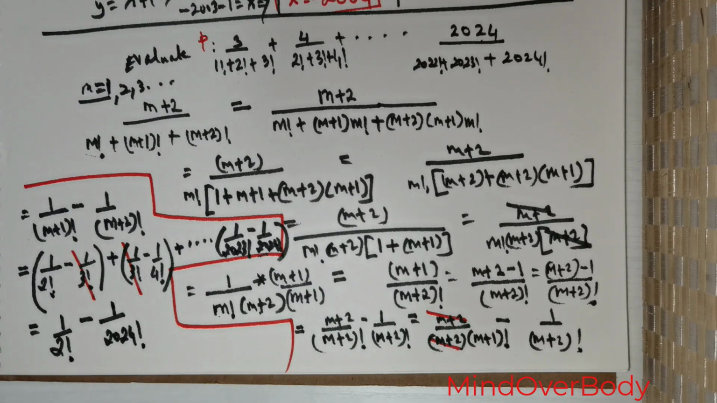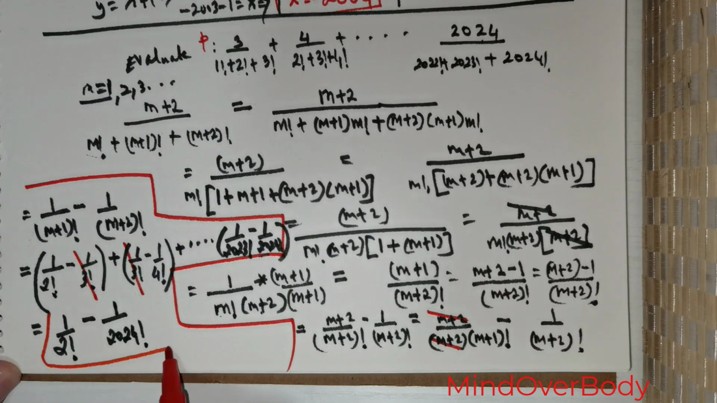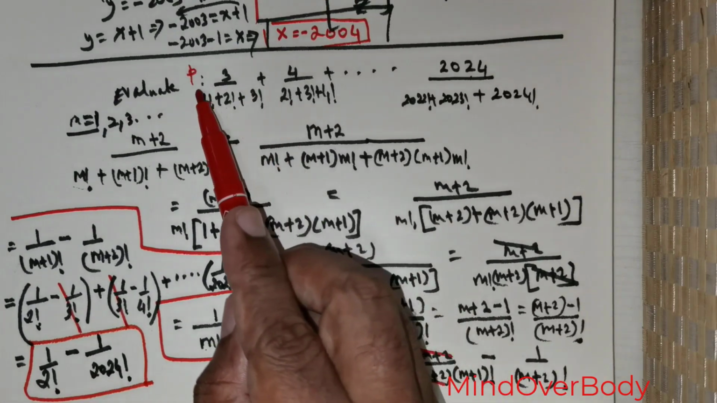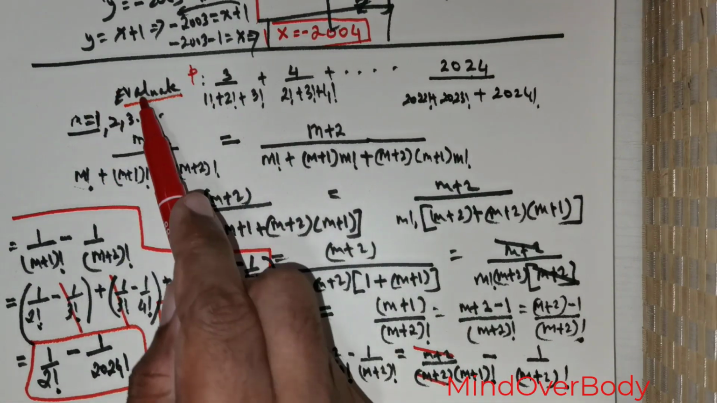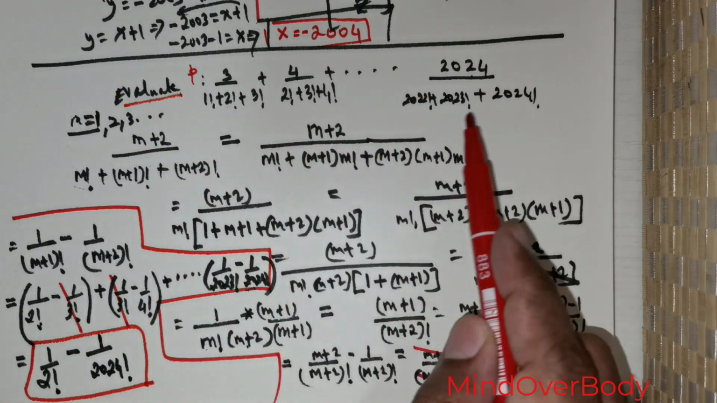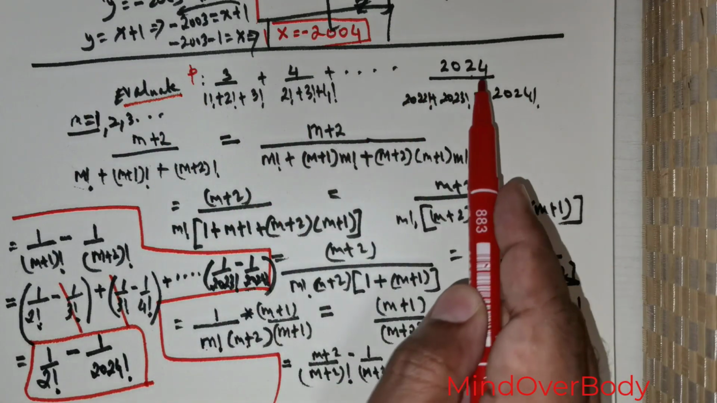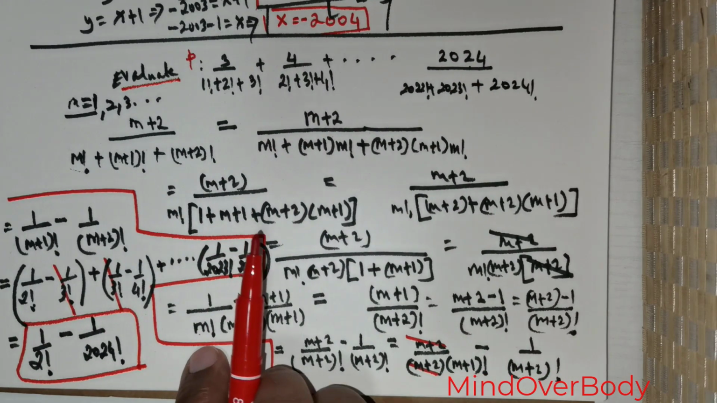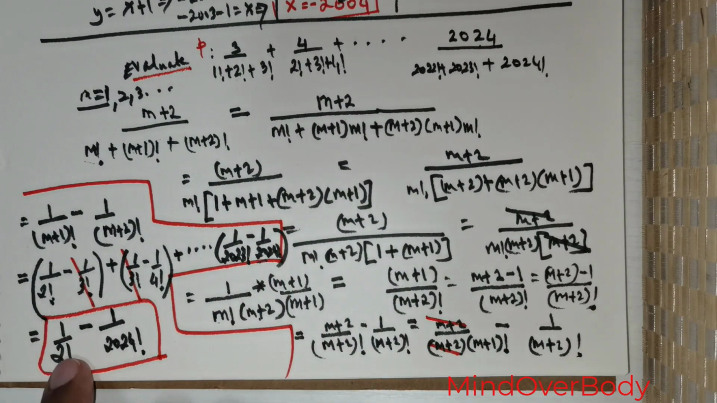And what is this? This is going to be my solution. And that is what is required. The question wants us to evaluate this entire series. And the solution for that is 1 over 2 factorial minus 1 over 2024 factorial. So this is a beautiful question.